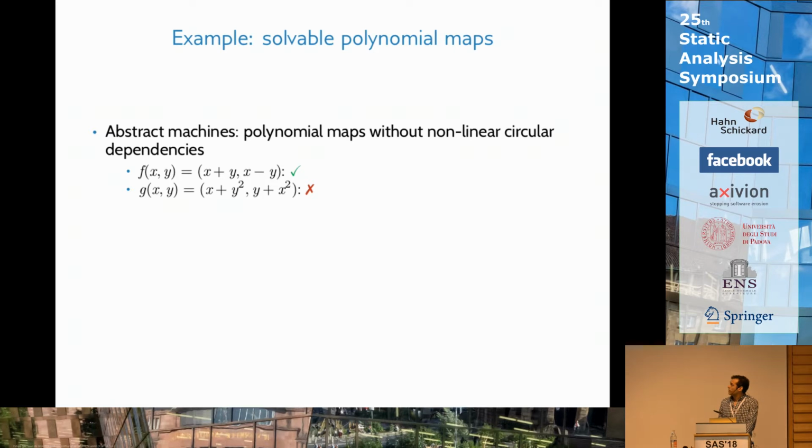All right, my last example will be solvable polynomial maps. These are polynomial maps, so think of it as a sequence of polynomial updates where we don't have nonlinear circular dependencies. So here's what I would call a circular dependency, because the value of x in the post state depends on the value of y in the pre-state, and vice versa, but that dependence is linear. In this second example, we have a quadratic dependence of x on y and a quadratic dependence of y on x. That's not allowed.